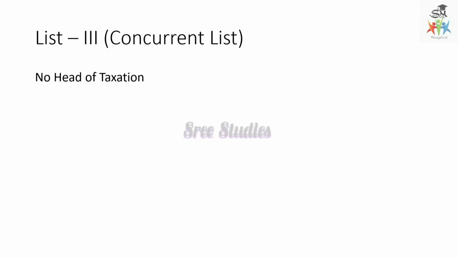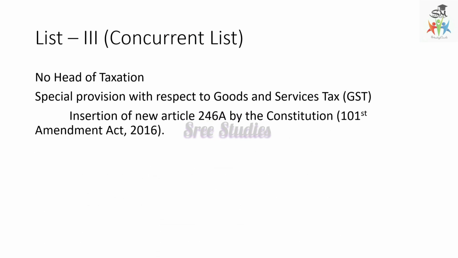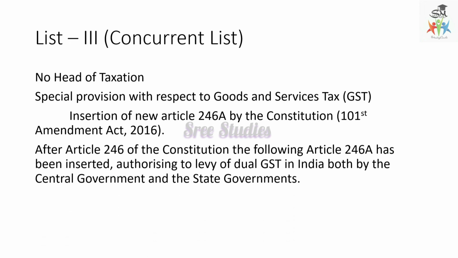Now, this is List 3, the concurrent list. There is no head of taxation here, since the special provisions with respect to goods and services we are taking here. And the insertion of new Article 246A by the Constitution 101st Amendment Act comes here. After Article 246 of the Constitution, the following article, that is 246A, has been inserted, authorizing the levy of dual GST in India, both by the central as well as the state governments. So Article 246A is the important article for the levy of GST.